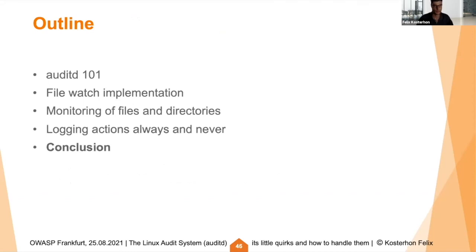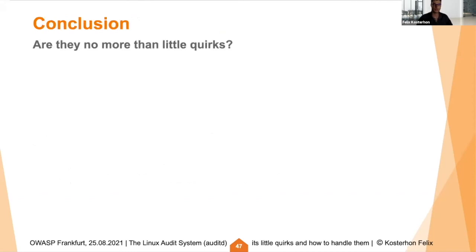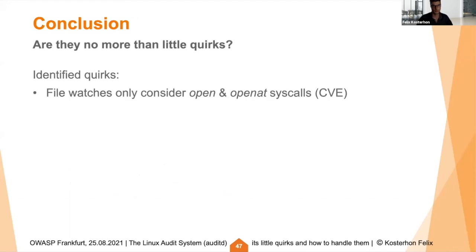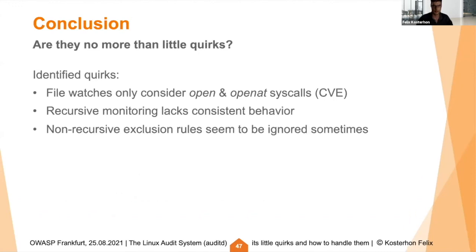Let's conclude the talk here. I presented you auditd, and I also told you a lot about what's maybe not perfect. We identified some quirks. For example, that file watches only considered open and openat syscalls. The recursive monitoring did not have very consistent behavior. And last but not least, the non-recursive exclusion rules seem to be ignored sometimes.